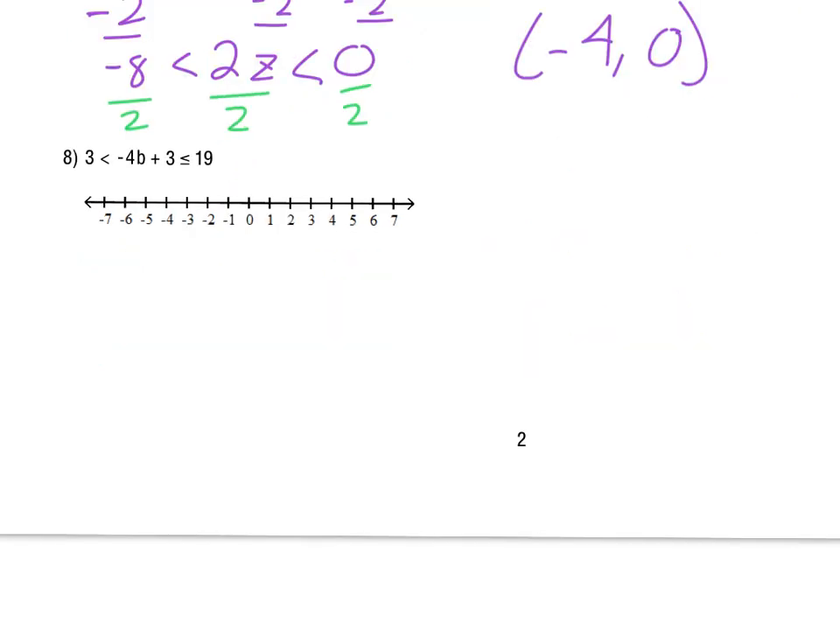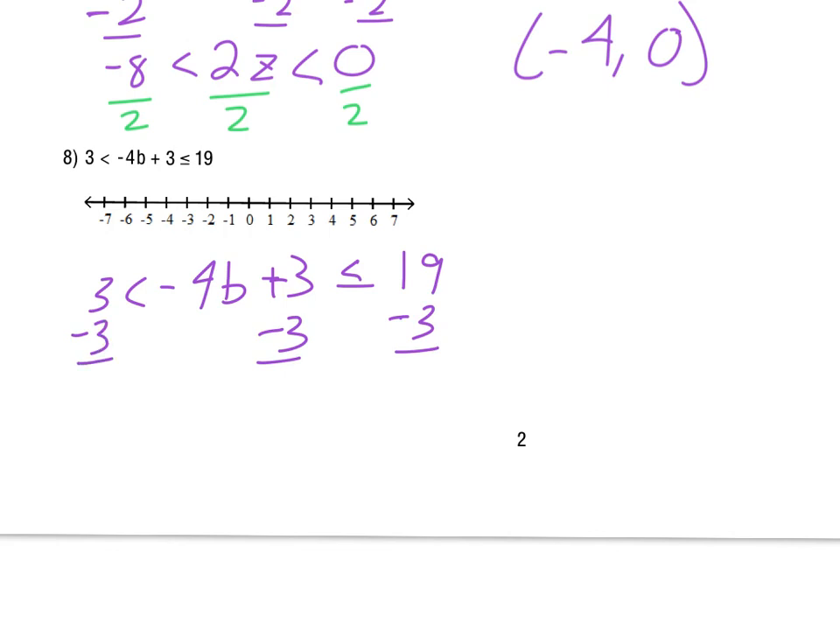Then we have another three-part inequality for our last question. Notice we have that -4b in the middle. There's not much we can do to avoid dividing by that negative. So we'll start with subtracting 3, which, oddly enough, gives us 0 again on the left side here, and then 16 on the right.